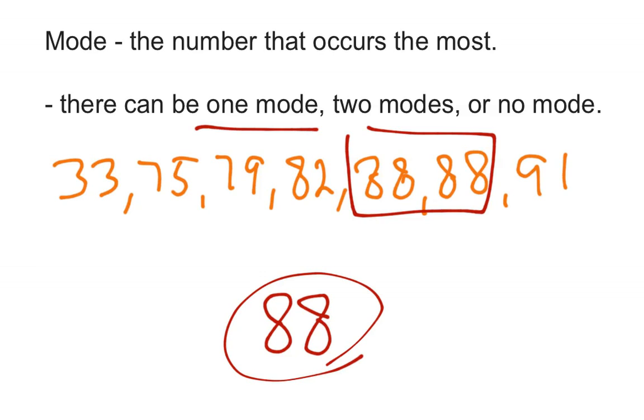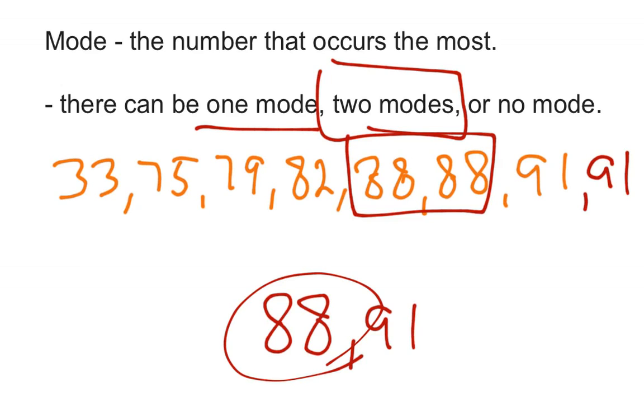Now, that's what we mean by when there's one mode, when there's exactly one number that happens more than all the rest. Okay? There also could be two modes. Now, this didn't happen in this case, but let's just pretend here that I added on another number, 91. Well, then you could actually say it's 88 and 91. There can be two modes if that happens.